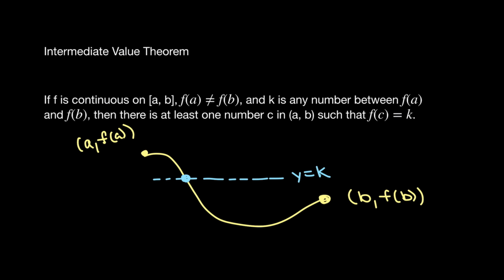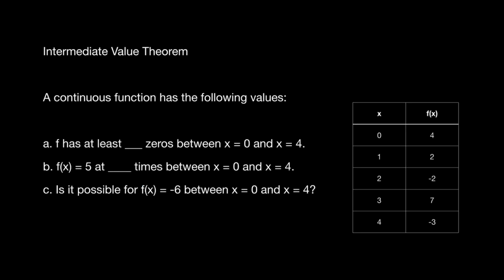So this is basically saying if you know that your function has a y value, let's say of 1, and another y value at 10, if that function is continuous, it has to take on every single value between 1 and 10. It has to take on every single number between those two outputs. And so here's an example of a problem that we can solve using the intermediate value theorem.